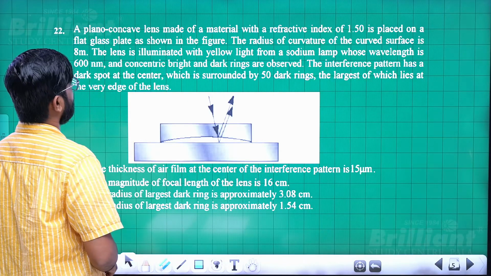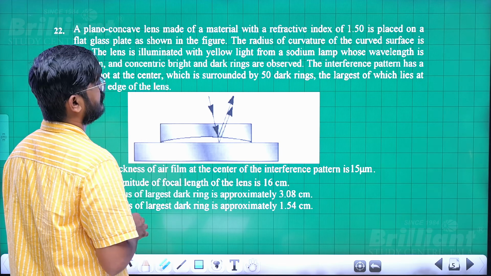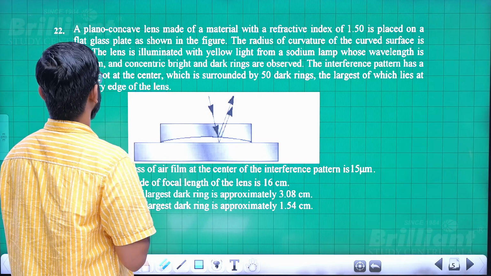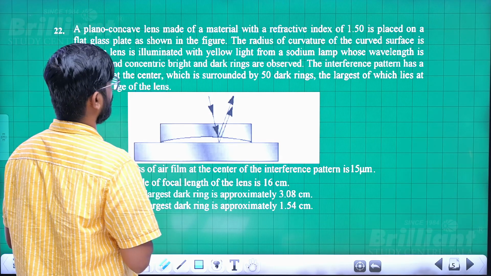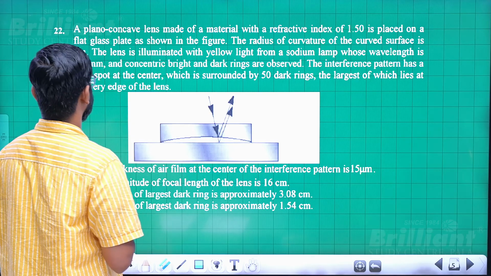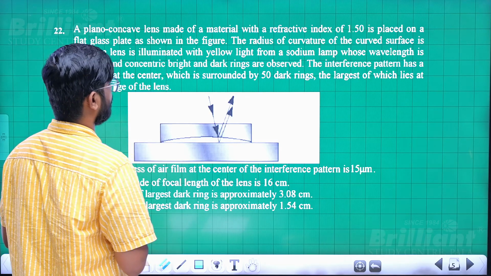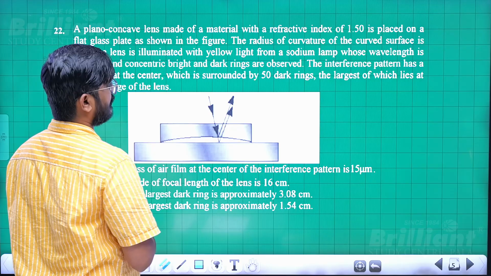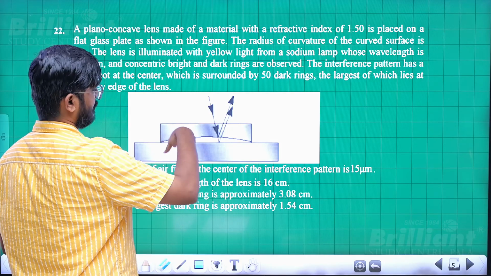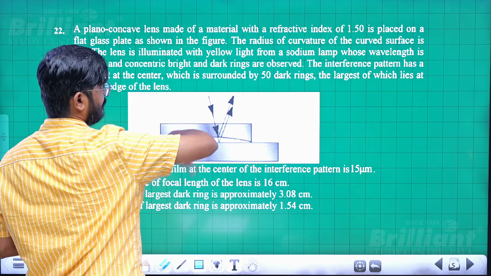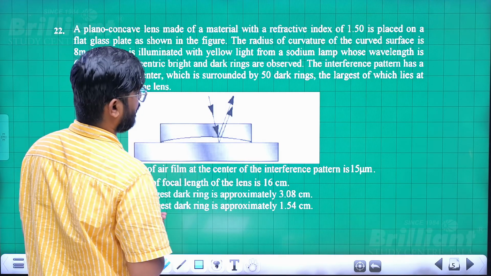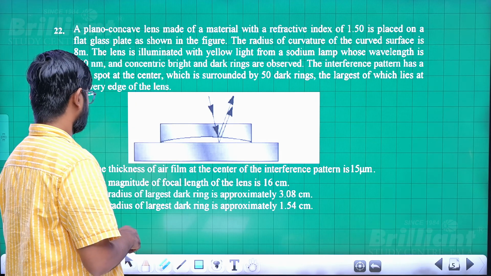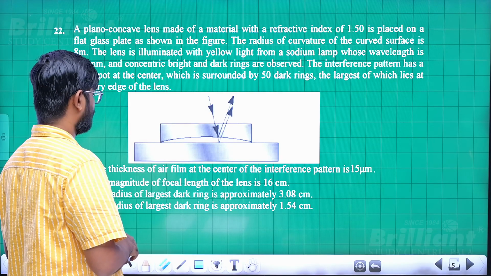A plano concave lens made of a material with a refractive index 1.50 is placed on a flat glass plate as shown in the figure. The radius of curvature of the curved surface is 8 meters. The lens is illuminated with yellow light from a sodium lamp whose wavelength is 600 nano, and concentric bright and dark fringes are observed. The interference pattern has a dark spot at the center surrounded by dark rings. Now you should understand it is spherically symmetric about this axis, right? So as it has circular symmetry, you will be expecting circular fringes. Then they were asking about thickness, magnitude of focal length.